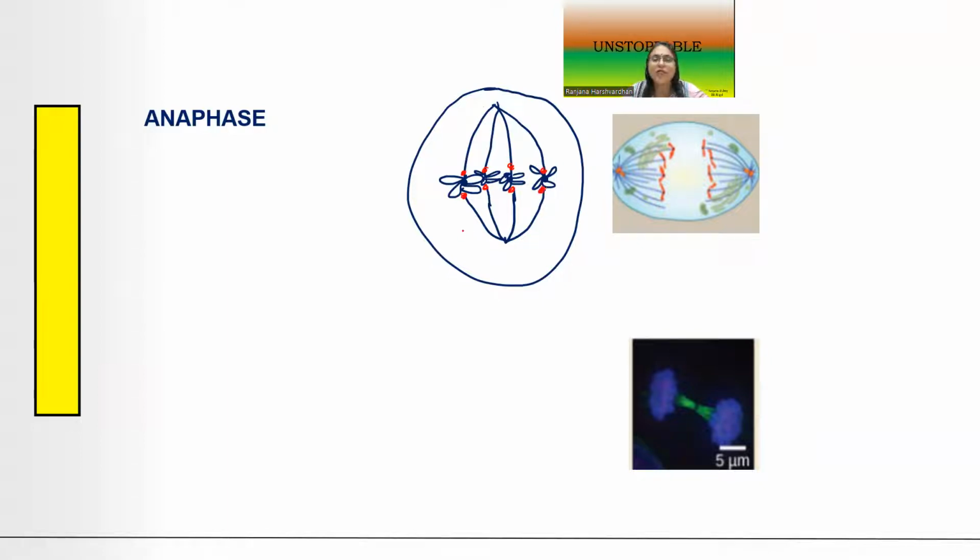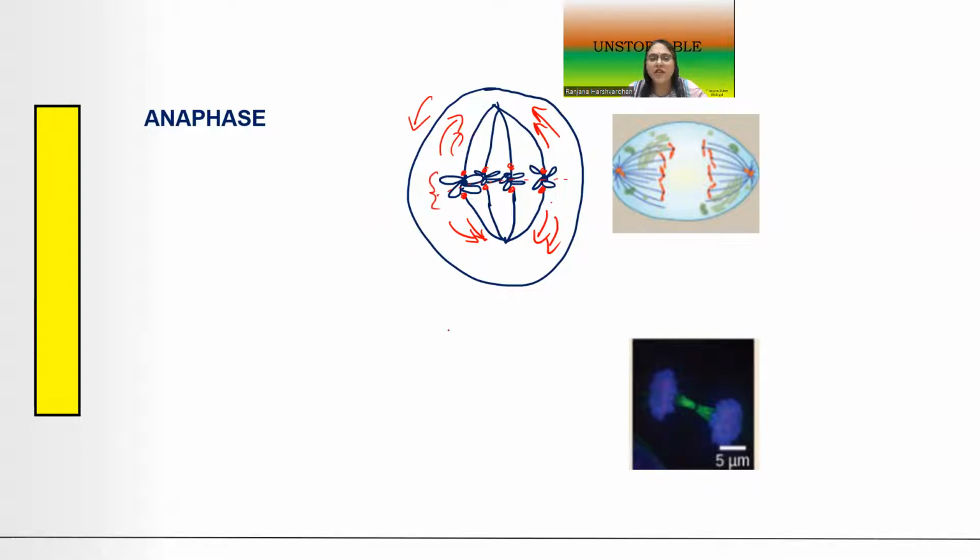So now what will happen is that first the spindle fibers were forming, they were moving towards the center. Now the spindle fibers will shorten. They will pull in the opposite direction. They will begin to shorten. When these threads move in the opposite direction, when they begin to shorten, then what will happen? They will tear the chromosomes from the middle. They will break the chromosome from here. The chromosomes will be broken from the middle.